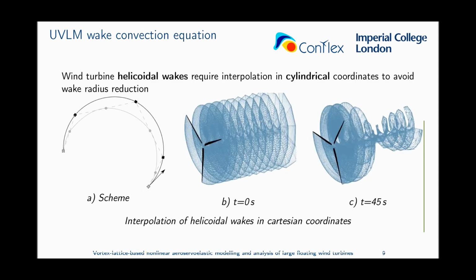However, for wind turbines that have helicoidal wakes, if we do linear interpolation in Cartesian coordinates, you can see in the scheme what happens. We get a radius reduction of the wake that is not acceptable if we want an accurate result. On the other two figures, you can see what happens in a simulation between time 0 and time 45. The wake structure is completely destroyed just by the interpolation scheme. So what we need to do is linear interpolation in cylindrical coordinates, or use an interpolation method called SLERP. And that solves the problem of the radius reduction.